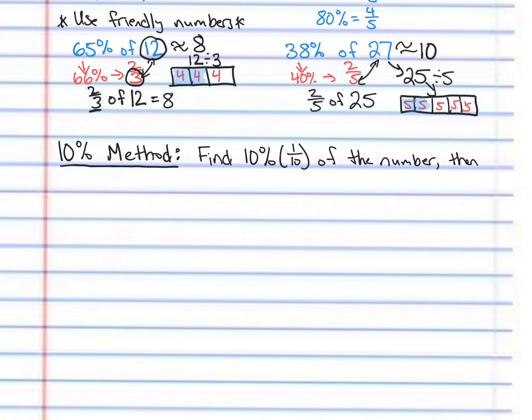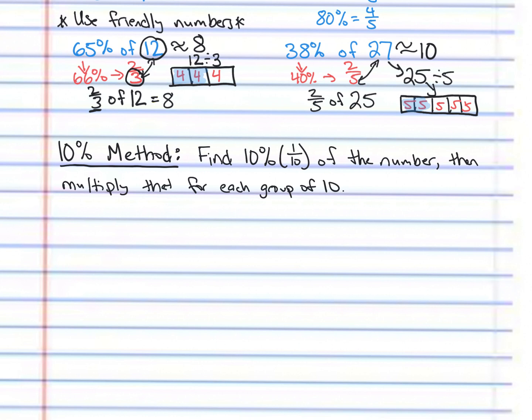and then multiply that for each group of 10. And I promise it sounds more complicated than it actually ends up being.